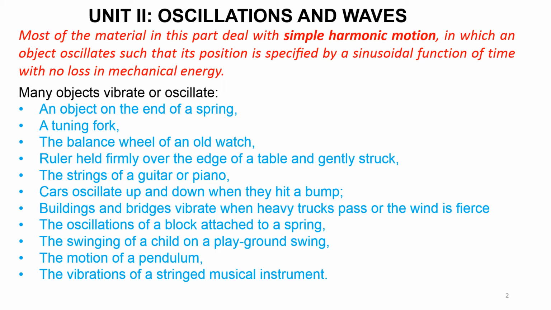Many objects vibrate or oscillate, such as the object on the end of a spring, the tuning fork, a balance wheel of an old watch, a ruler held firmly over the edge of a table and gently struck, the strings of a guitar or piano. Cars oscillate up and down when they hit a bump. Buildings and bridges vibrate when heavy trucks pass or the wind is fierce.